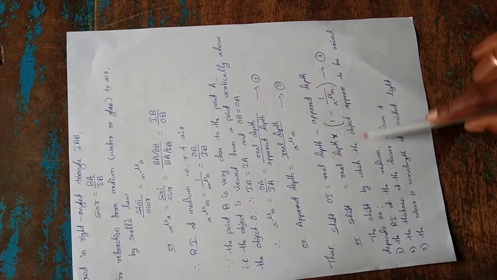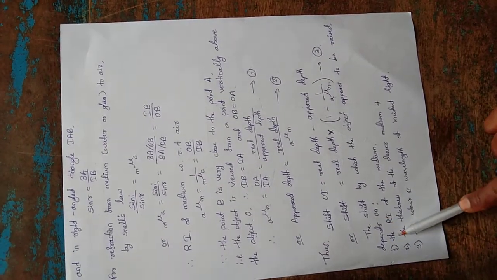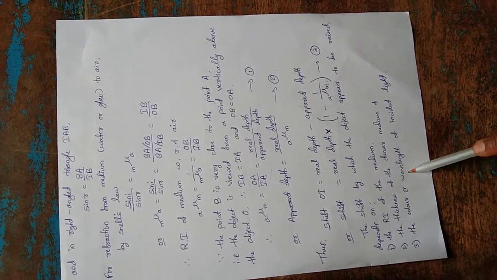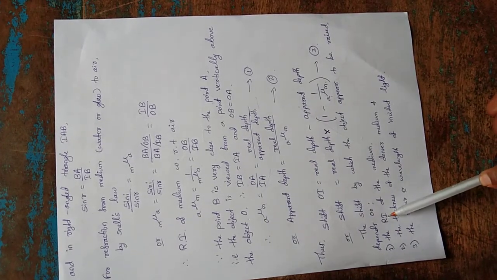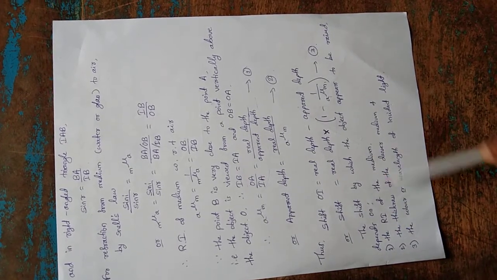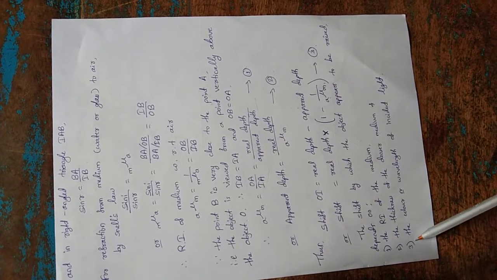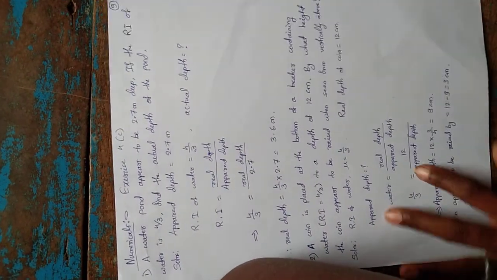So, the shift by which the object appears to be raised depends on the refractive index of the medium, the thickness of the denser medium, and the wavelength of the incident light. First, it depends upon the refractive index of the medium. Second, the thickness of the denser medium. And third is the color or wavelength of the incident light. Next, numericals.